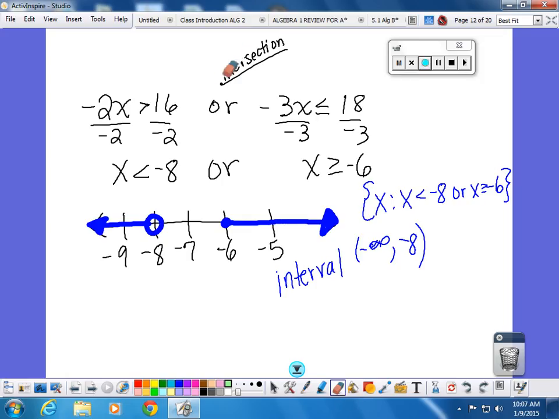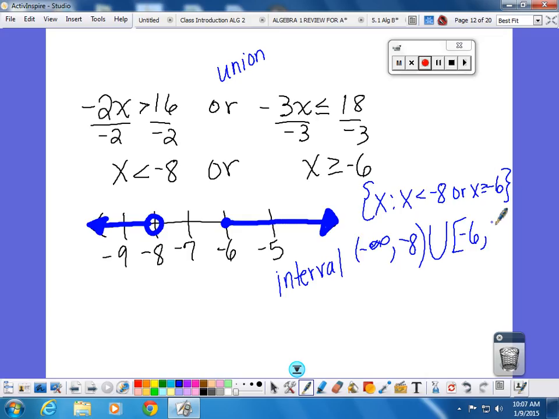I wrote the wrong thing on you guys. I said union and wrote intersection. Sorry. Forgive me. All right, so this is a union, and this is the mathematical symbol for union. It looks like a U without the stick, right? The symbol for union. And then the solution picks up again at -6.